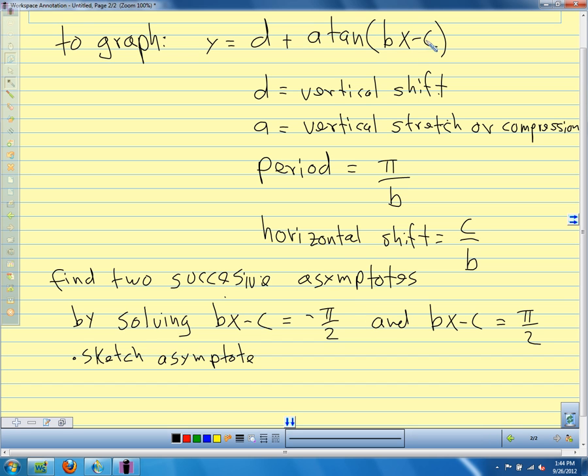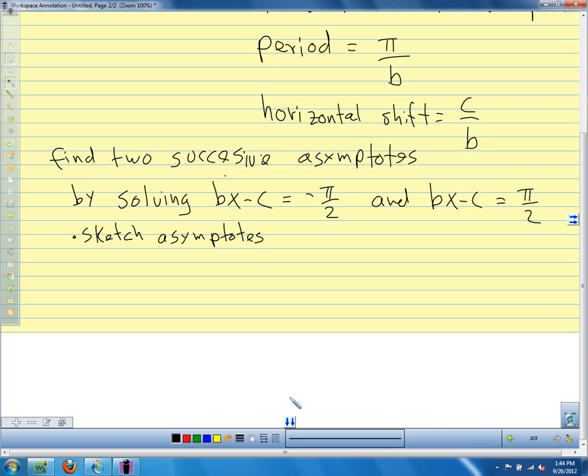We set whatever we have in parentheses here equal to negative pi over 2 and to pi over 2. Solve each of those for x. That's going to tell us where to put 2 successive asymptotes. We sketch those asymptotes. The x-intercept is going to be halfway between those 2 asymptotes.